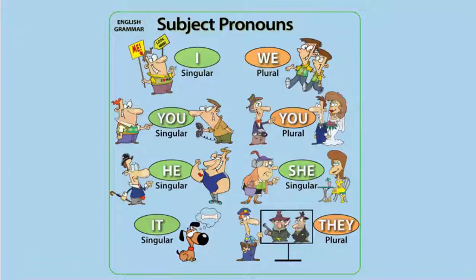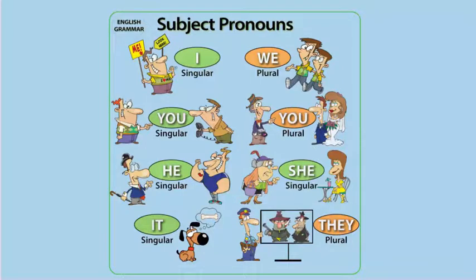And subject pronouns are those pronouns like I and we. So I is singular, we is plural. You, he, she, it, right? We use he for male and she for female and it for things that are not human beings, like dogs and tables and pencils. And they is the plural for the third person, right? So not the person speaking and not the person listening, another person.